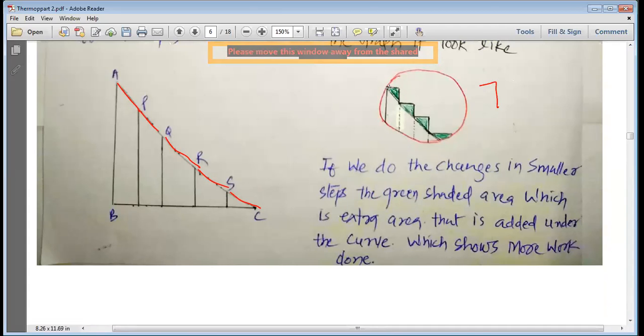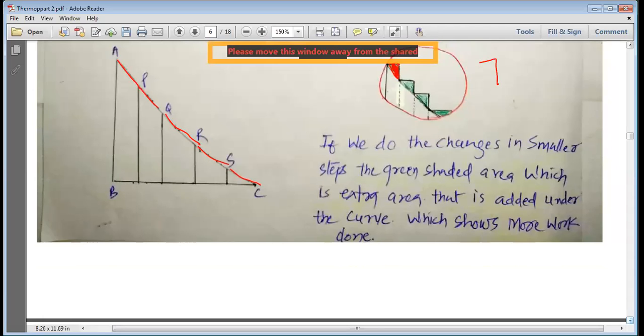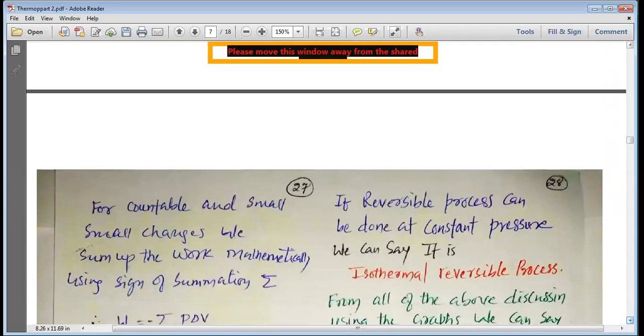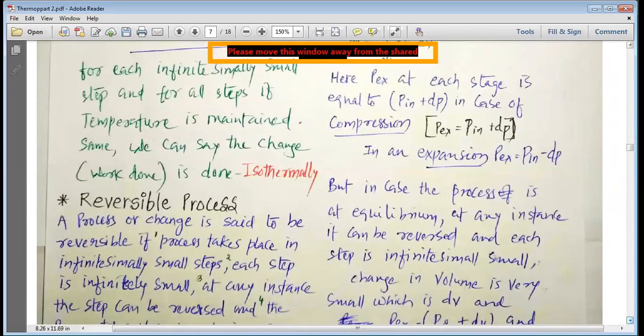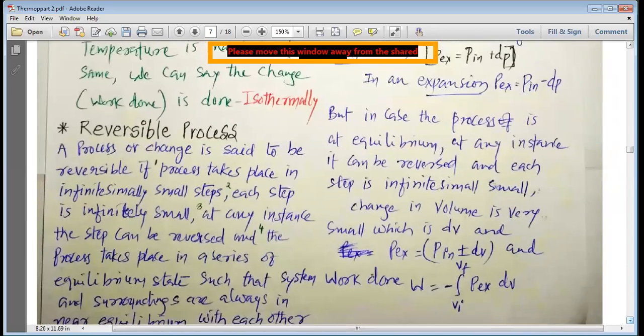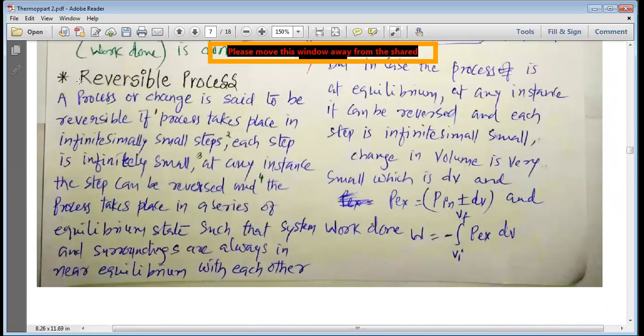So this slope and this straight line have some extra area to find, and this is how, if we do the work in infinitesimal, very small steps at which there is an equilibrium between the system and the surrounding, we can get some extra work. Now, this type of process by which we change the system is known as the reversible change.